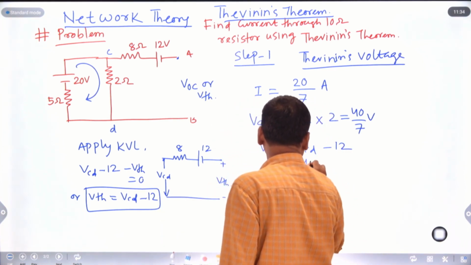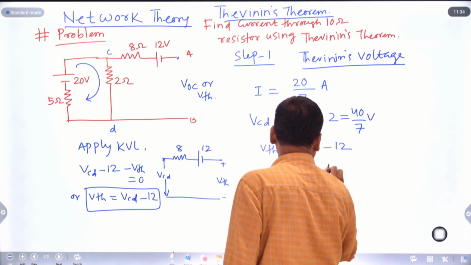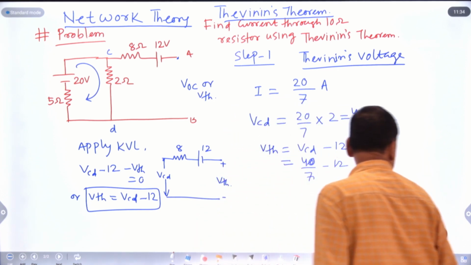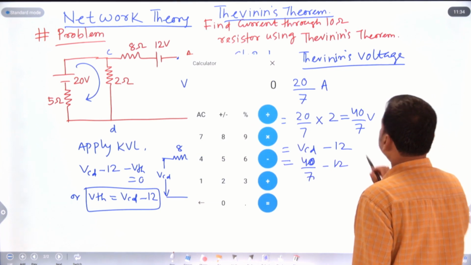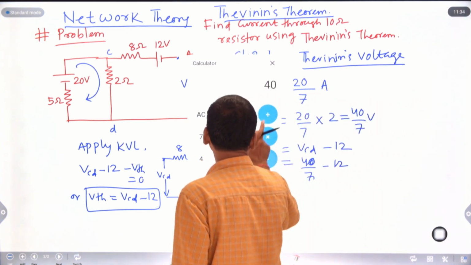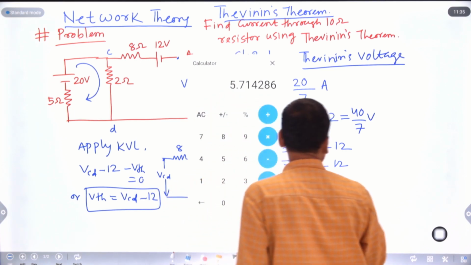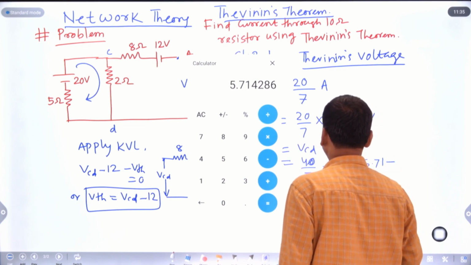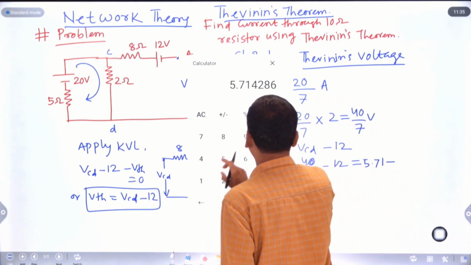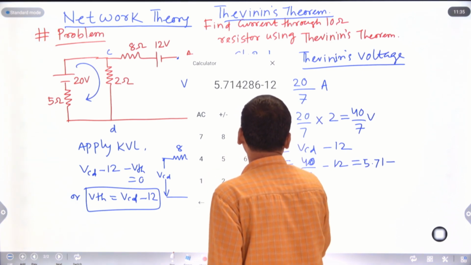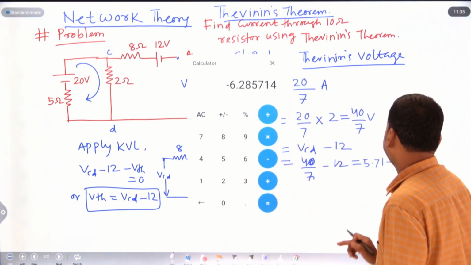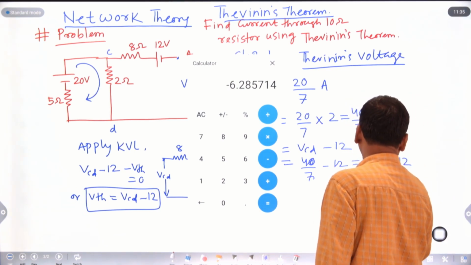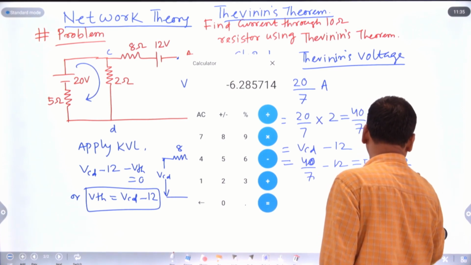40 by 7 minus 12. If you are using a calculator, that is your 40 by 7. It is around 5.71 volt minus 12. Minus 12. The value is around minus 6.28 volt. This is your VTH.